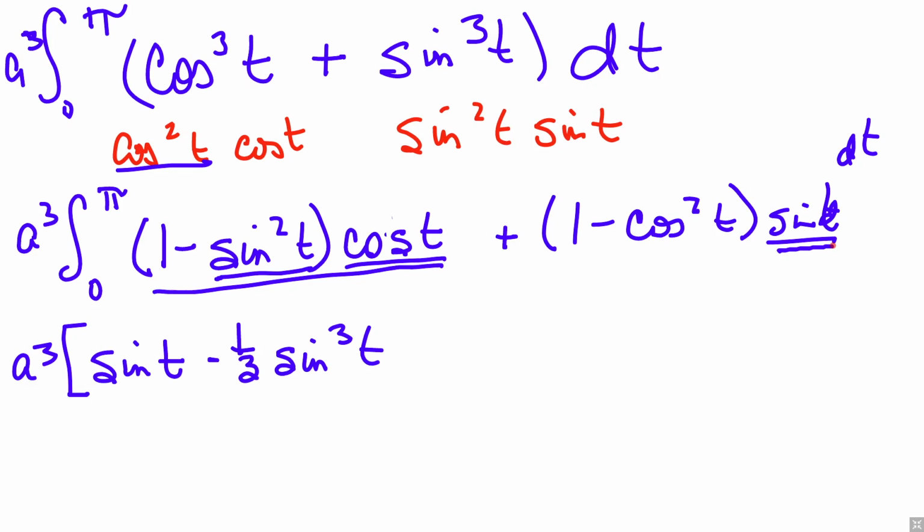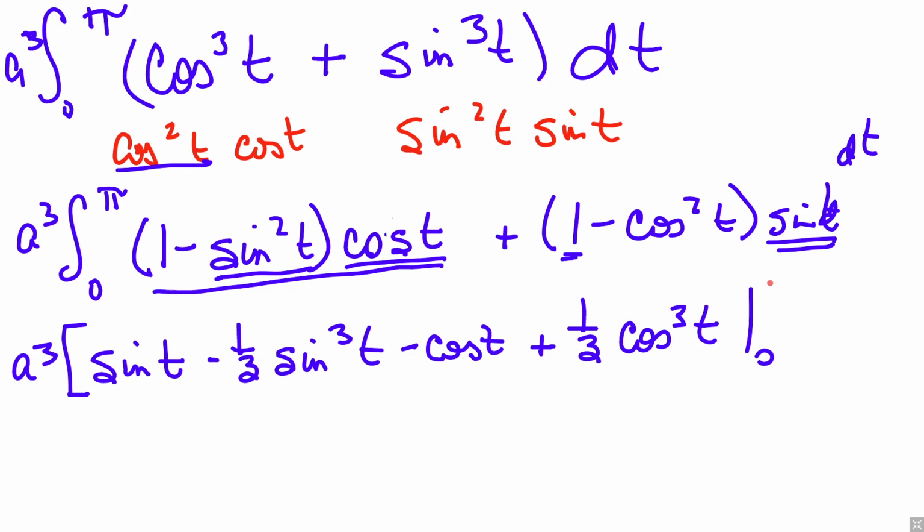So if we multiply through by sine of t, sine of t times 1 is going to be sine of t. The antiderivative of that is going to be negative cosine of t. And then for the next part, it's going to end up being plus 1/3 cosine cubed t. And then we're going to evaluate this from 0 to pi.